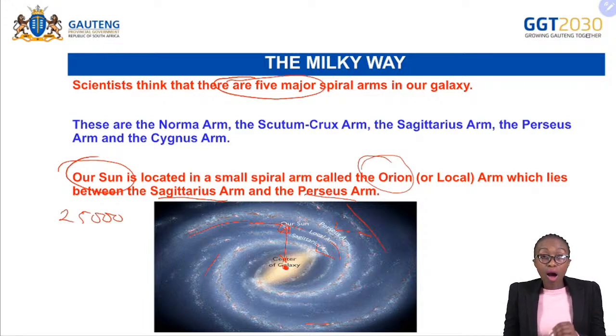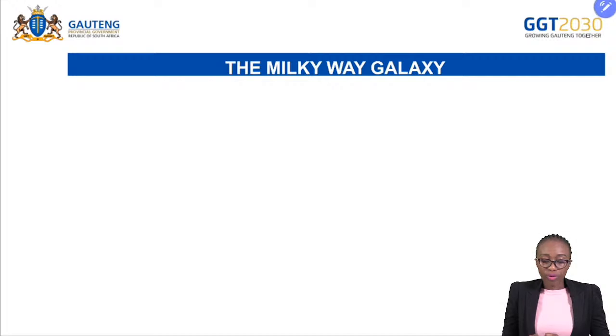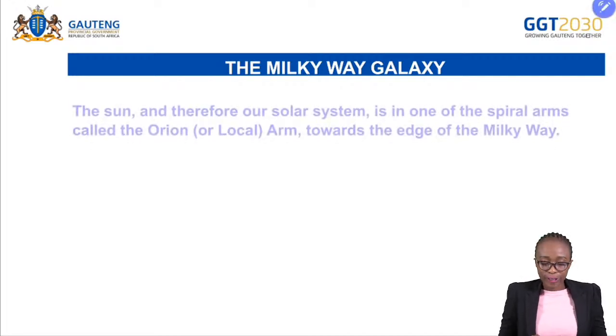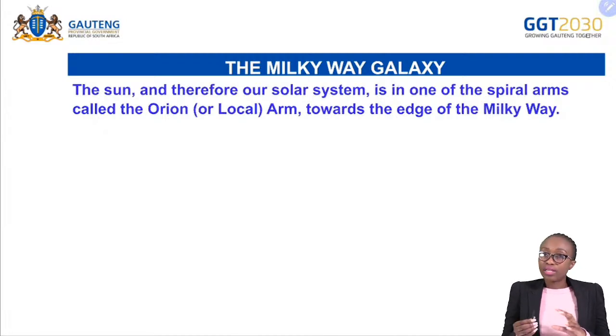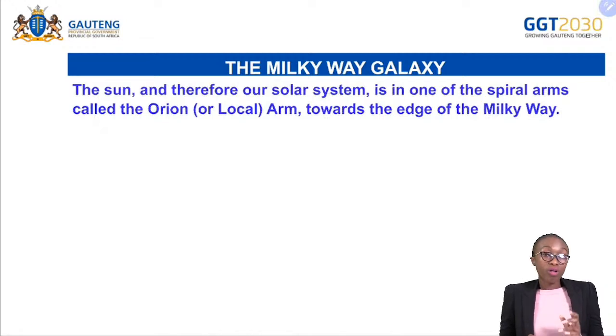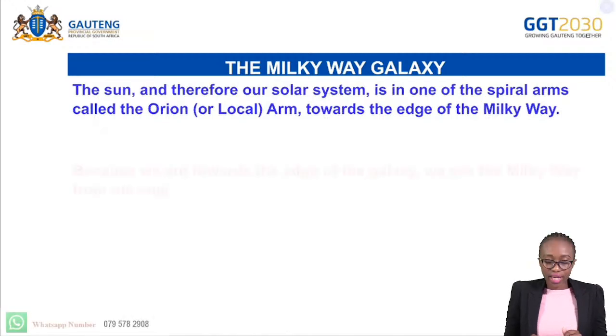So that is our position in the Milky Way. This is the position of our solar system in the Milky Way galaxy. We are found on the Orion arm, which is found between the Sagittarius arm and the Perseus arm. Our sun is 25,000 light years away from the center of the Milky Way galaxy. So the sun and our solar system are in one of the spiral arms, the Orion arm, towards the edge of the Milky Way.